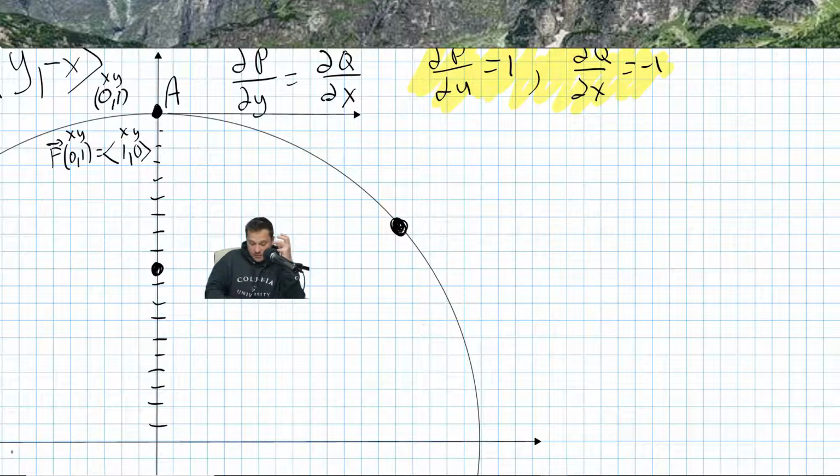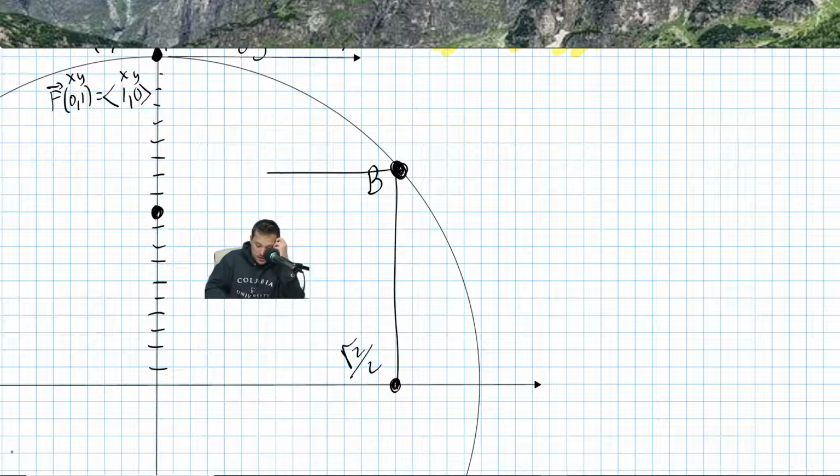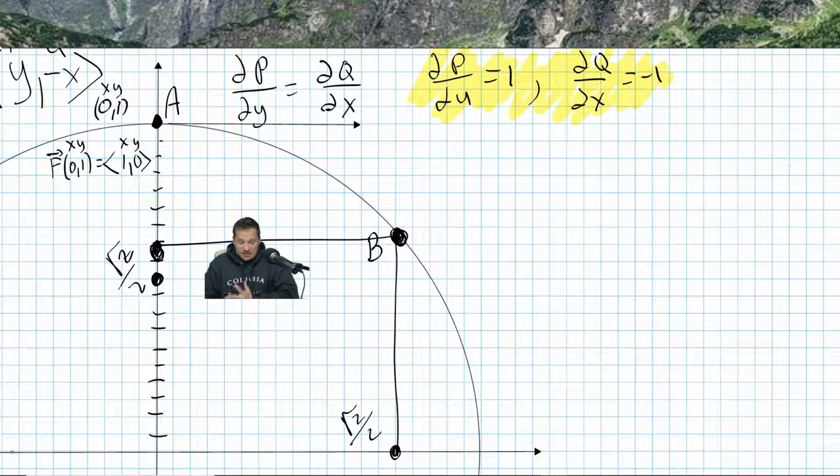So imagine what I want then is to understand what happens to the field when I go from A to B. That's the objective. And roughly approximating, say that the x-coordinate over here is root 2 over 2, and then say, for the sake of simplicity, that the y-coordinate is also root 2 over 2. Approximation. Now, there's a lot of stuff written. How do you incorporate all of this?